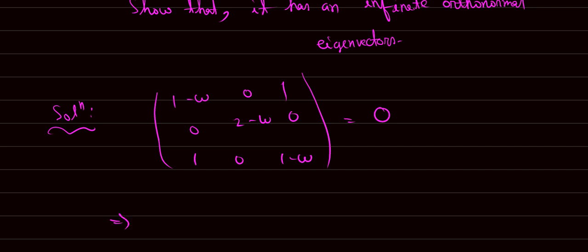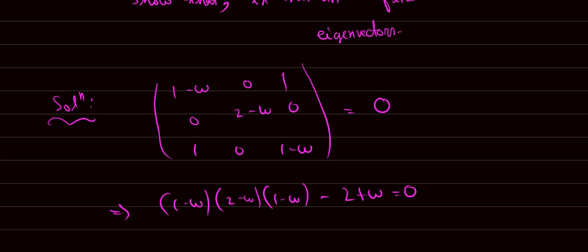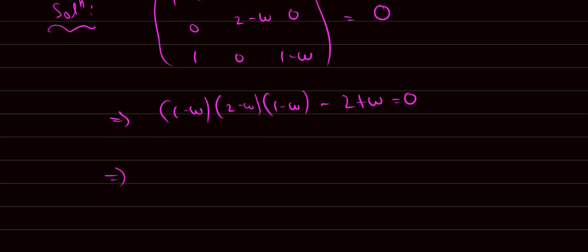equal to 0. If we expand it, we find 1 minus omega into 2 minus omega into 1 minus omega minus 2 plus omega equal to 0. So after some algebraic calculation, we find that our omega has the values 0, 2 and 2. So we have to find 3 eigenvectors.